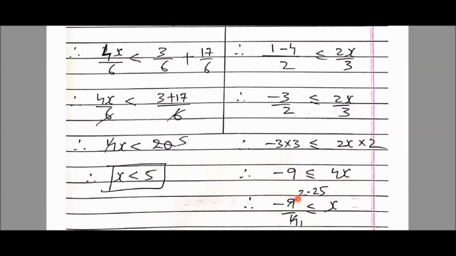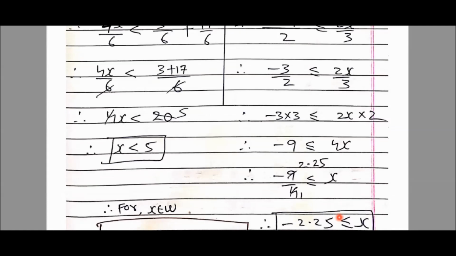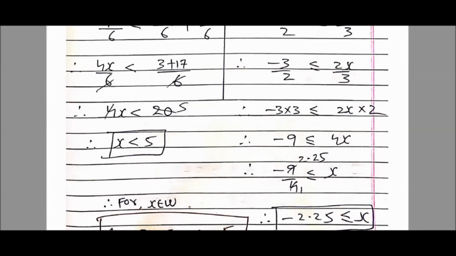4 1s are 4, 4 2s are 8. So 1 is the remainder. So after the decimal point, I'll add 0. It becomes 10. 4 2s are 8, 2 is the remainder, so it becomes 20. 4 5s are 20. So the answer is minus 2.25. So your value of x is, see the cursor, minus 2.25 less than or equal to x.